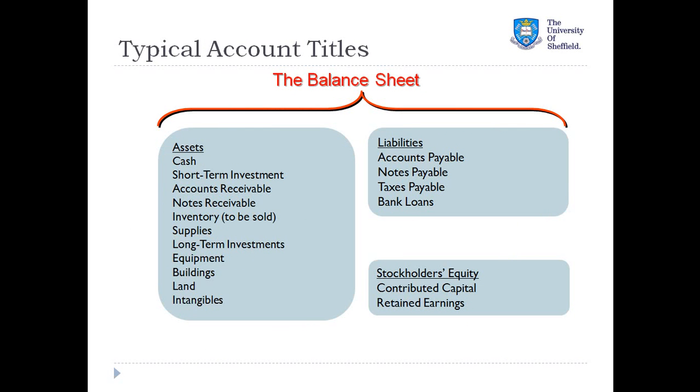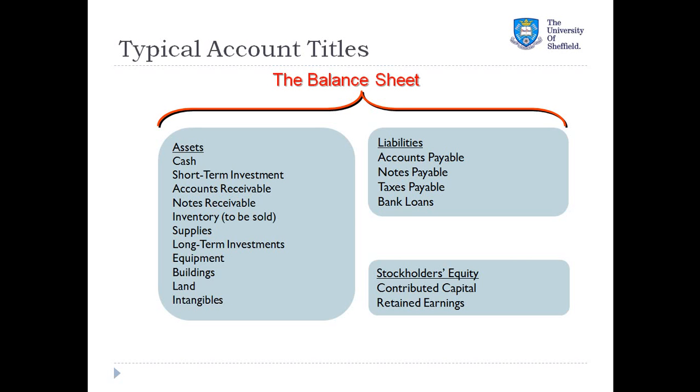Now, the typical account titles for the balance sheet, as you can see, are structured according to the basic structure of this financial statement. So we have the assets, for example, cash, short-term investment. It's quite self-explanatory. We're talking about investments that are for less than a year. We're talking about accounts receivable and notes receivable. They're more or less the same thing. We're talking about some money that other people owe us.